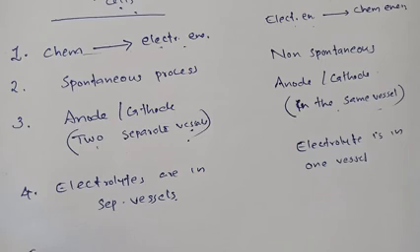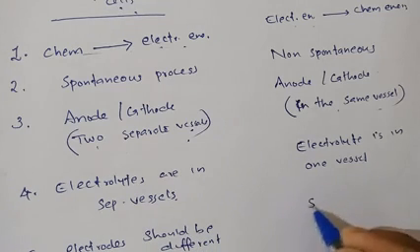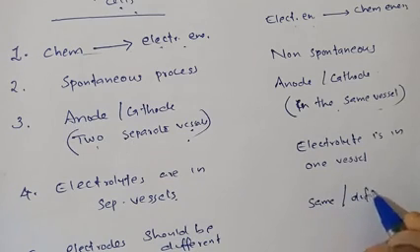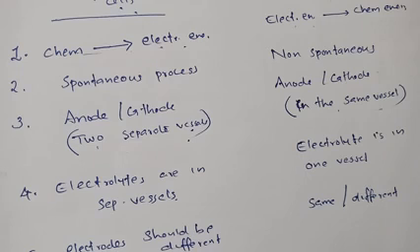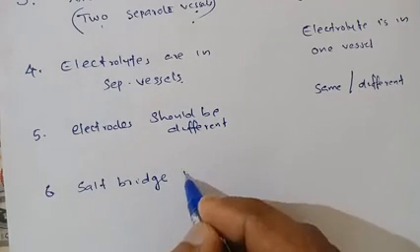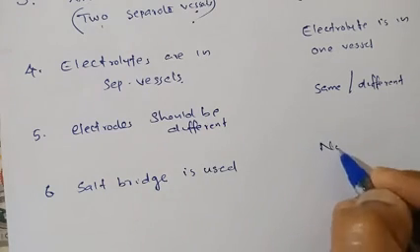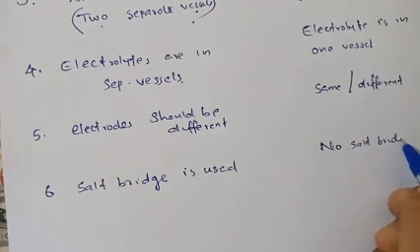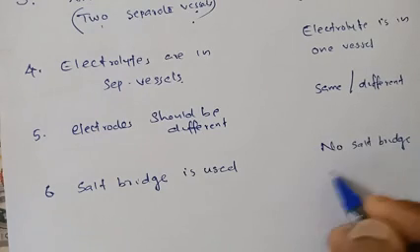And the fifth difference is, electrodes should be different. Here electrodes should be different. Here electrodes can be the same or different. And the sixth one is the salt bridge. Here a salt bridge is used. Here no salt bridge is used.